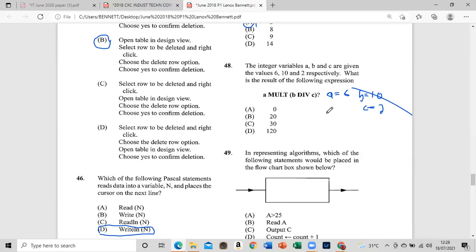All right, and then they give us this. So a is 6, and then b is what, 10. So my interpretation, you know, guys.